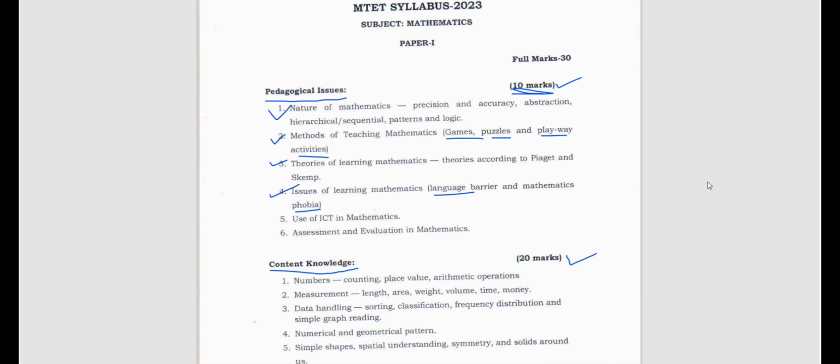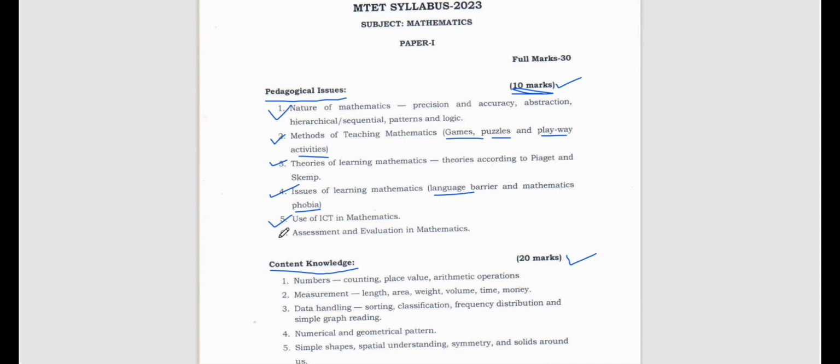Now let me tell you, my dear friends, you don't have to be scared of mathematics, because class 5 maths, class 4 maths, you can solve easily. I know you can, so you don't have to be scared at all. Don't be afraid. Now, number 5, use of ICT in mathematics. How the use of ICT, information and communication technology, will help in the teaching and learning of maths, we shall study here.